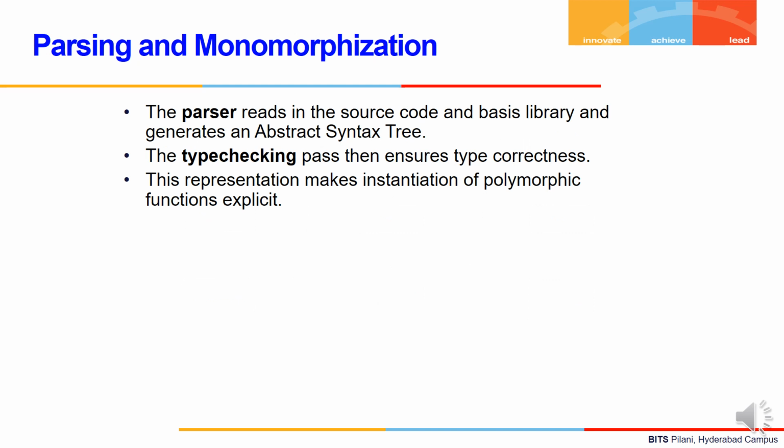So first we have the parsing pass. Here, the source code and basis library are read by the compiler and an abstract syntax tree is generated, or AST for short. The type checking pass then ensures type correctness. This representation makes the instantiation of polymorphic functions explicit.